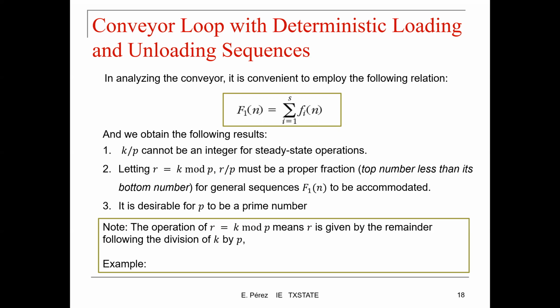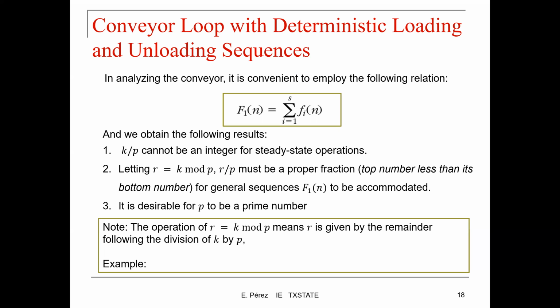K over P cannot be an integer for steady state operations. Letting R equal K mod P, R over P must be a proper fraction, meaning that the top number is less than its bottom number, for general sequences f_i of n to be accommodated. So it is desirable for p to be a prime number.